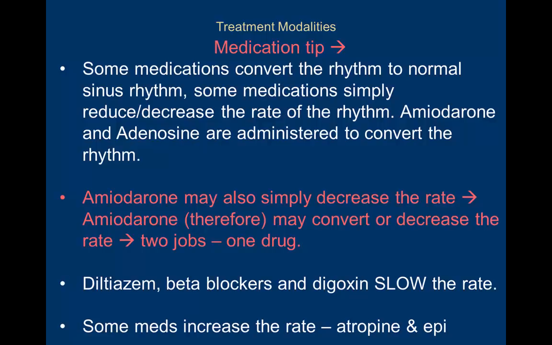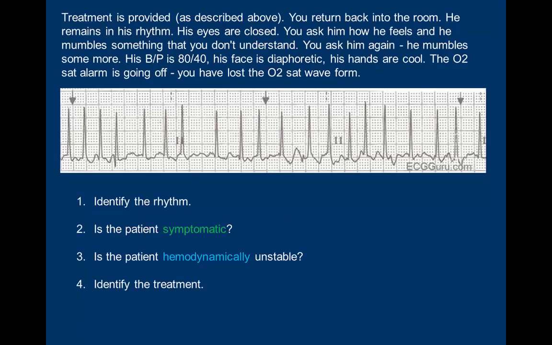Now, amiodarone is kind of a dual personality. It can also be given just to simply decrease the rate. Diltiazem, beta blockers, and digoxin simply slow the rate down. And by slowing the rate down, I mean the ventricular rate. So these three drugs, diltiazem, beta blockers, and digoxin, will not convert the rhythm. They will simply slow the rate down. And then medications that increase the rate would be atropine and epi.